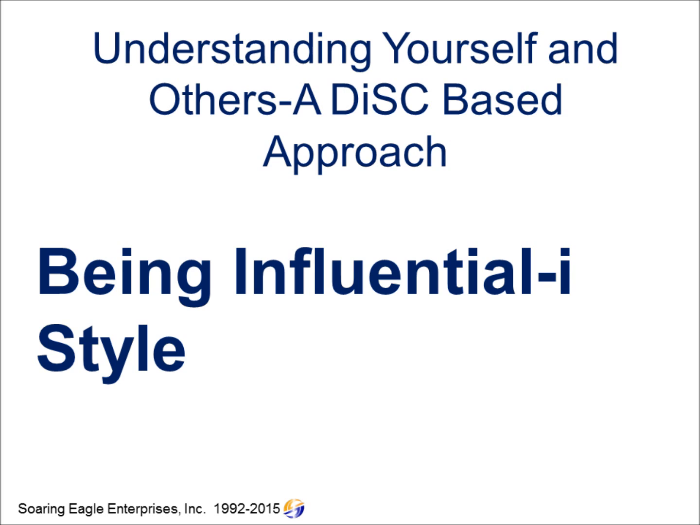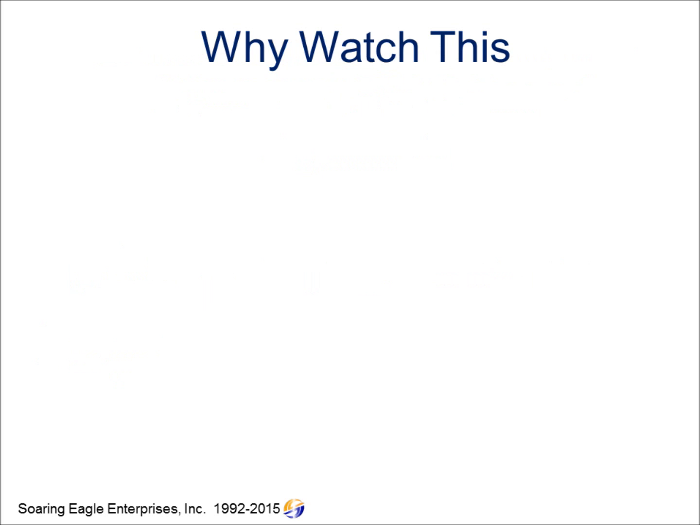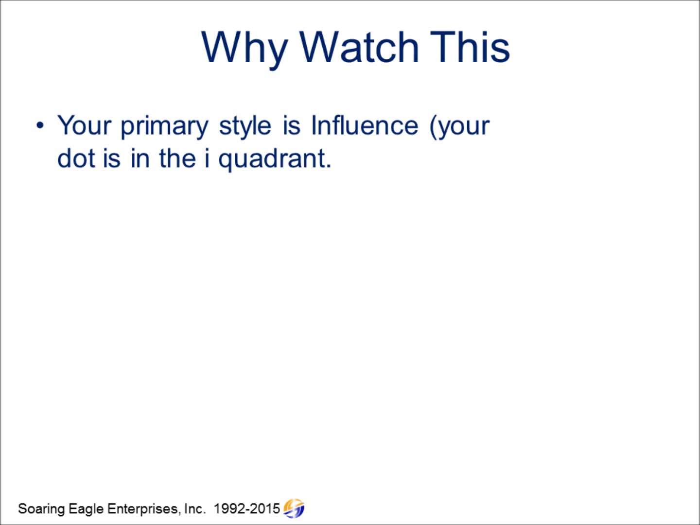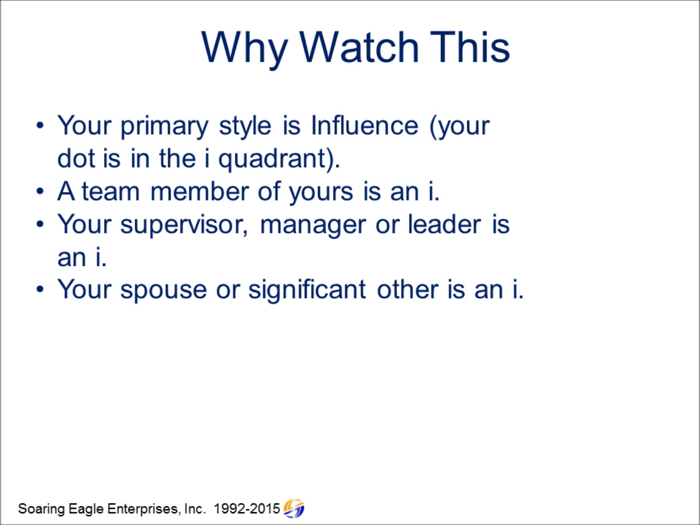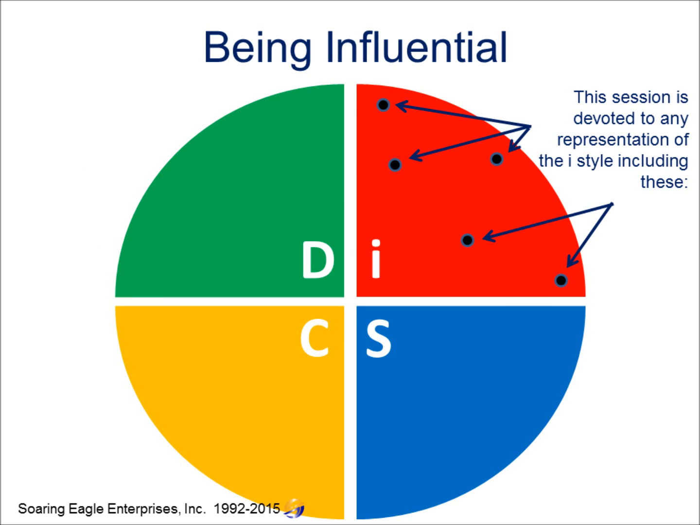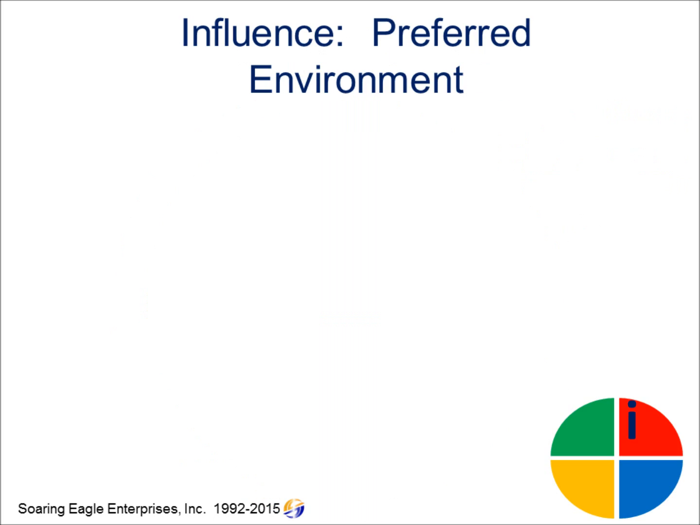Now, why do we want to look at this? Obviously, if your primary style is an I, you want to pay attention to this. Or a team member of yours is an I, or maybe your supervisor, manager, or leader is a high influential manager, your spouse or significant other is an I, or maybe one of your customers or many of your customers are also I's. I's are those folks in the upper right-hand quadrant, as shown on the illustration there.